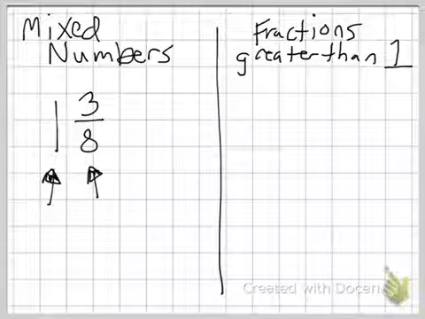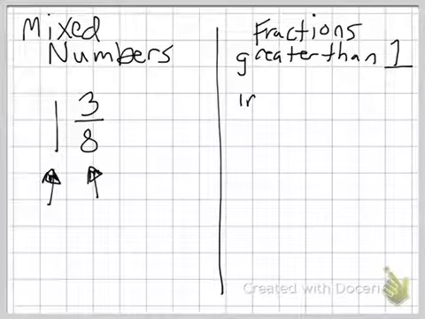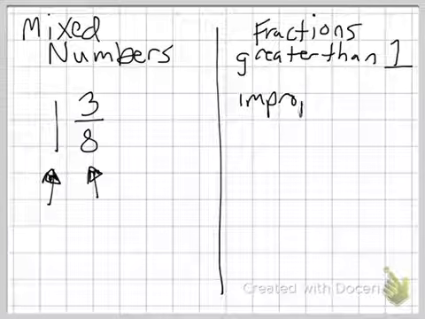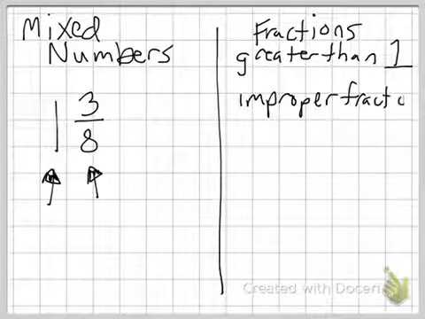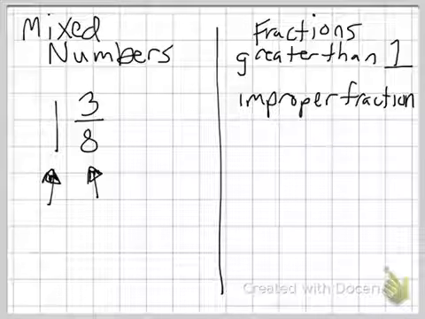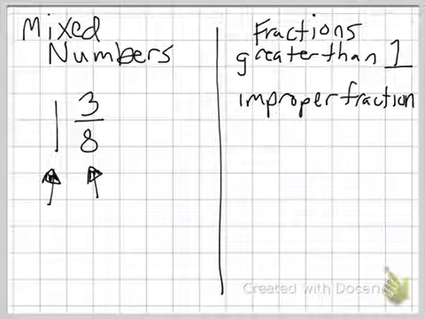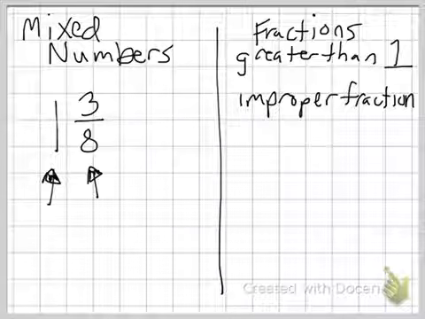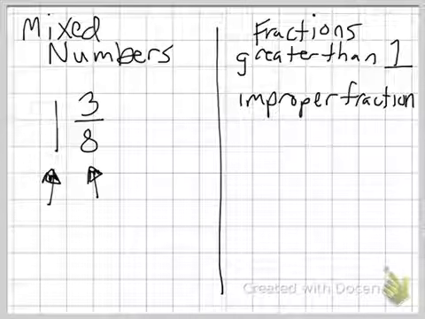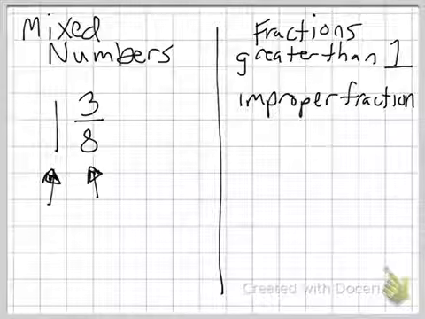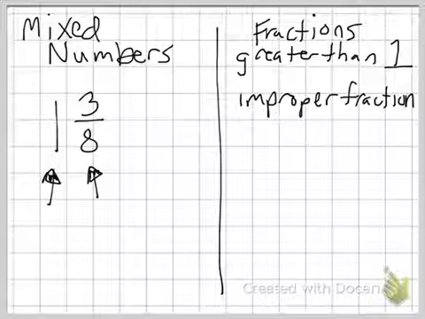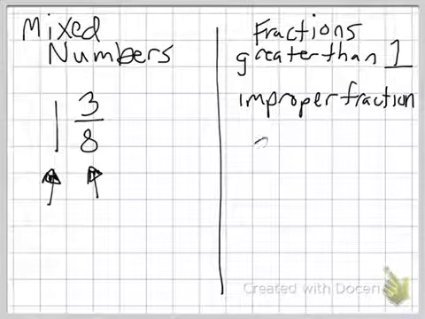A fraction greater than 1 is also often called an improper fraction, but that's actually kind of a misnomer because they're not bad, they're not improper, there's nothing wrong with them. They're just a different way of viewing a fraction. So you can tell the difference between a regular fraction and a fraction greater than 1 because of the order that things are in.